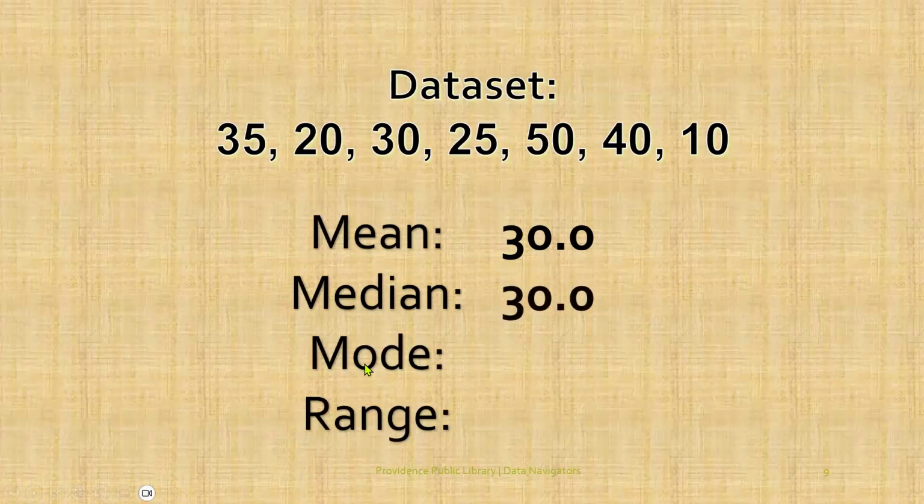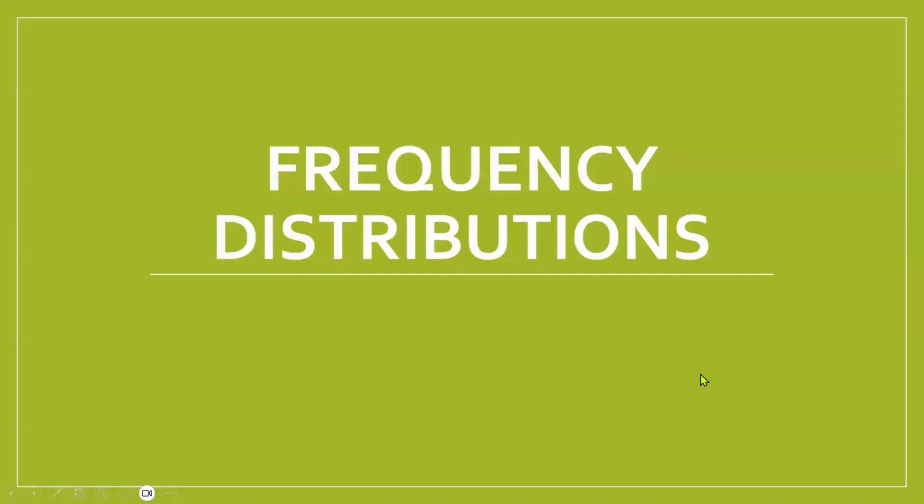Perfect. So what is the mode here? The number that repeats most often. There is no mode. Awesome. How about the range? 40. No mode is also called uniform, right? 40. Correct. Max minus min, 40.